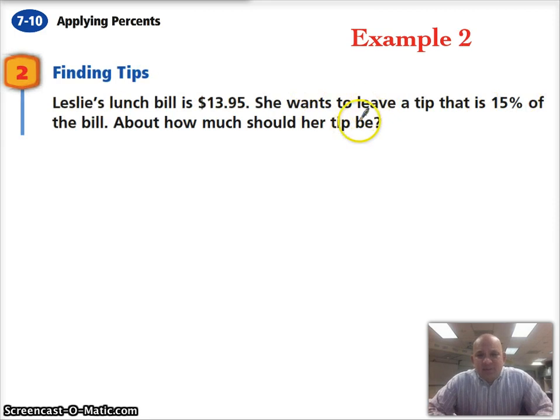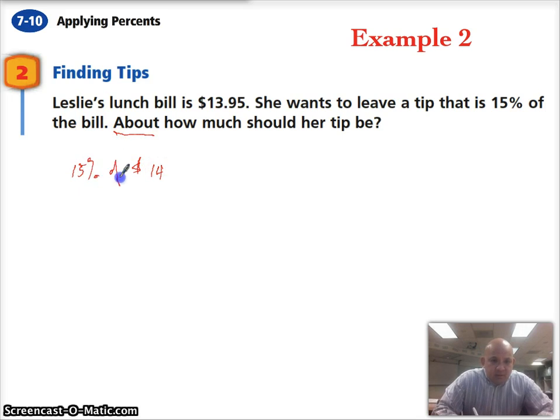That's finding a discount. Finding tips is very similar to this. It says Leslie's lunch bill is $13.95. She wants to leave a tip that is 15% of the bill. How much should her tip be? In this case, it says about again, so we're going to be estimating. I'm going to round $13.95 to $14. She wants to leave a tip of 15%. We need to find 15% of $14 to find out what that tip would be.